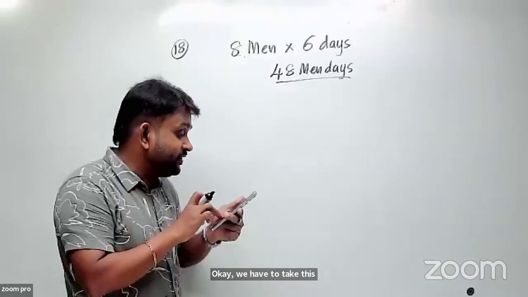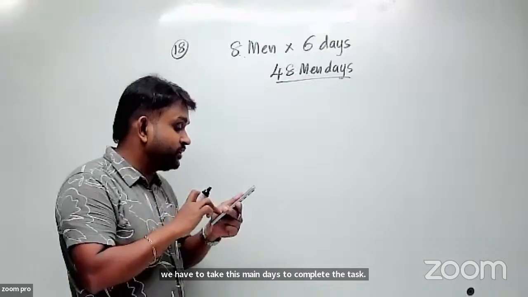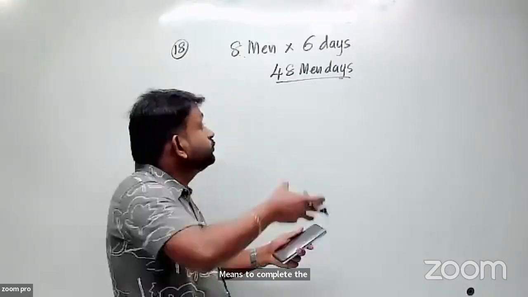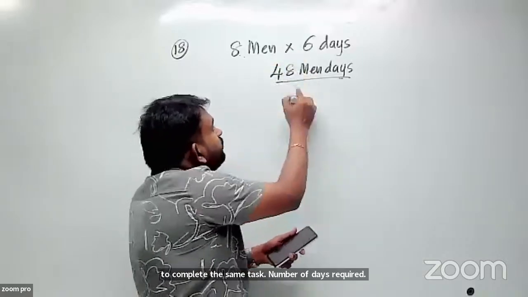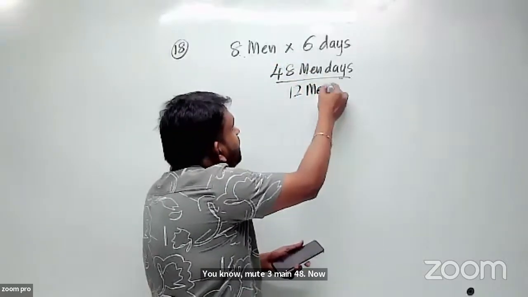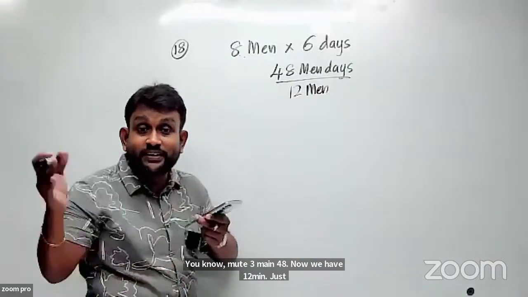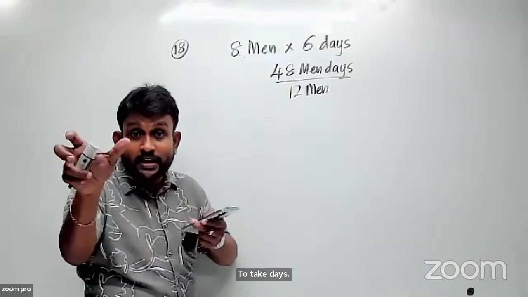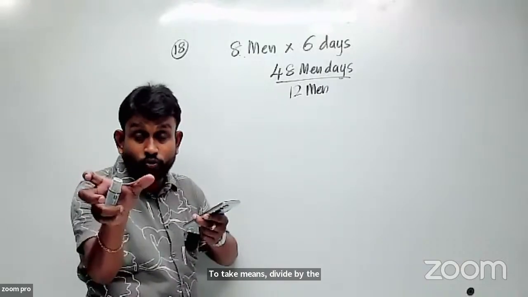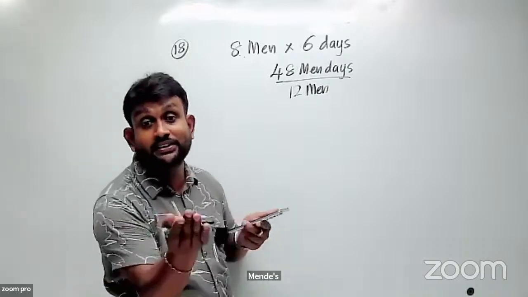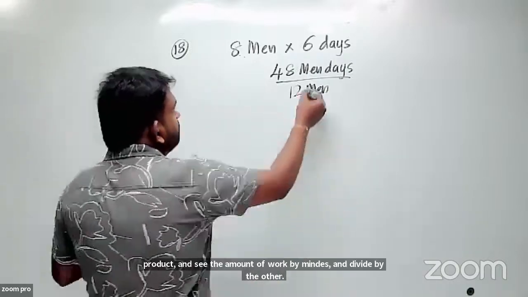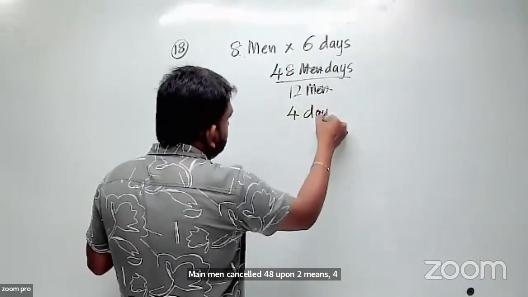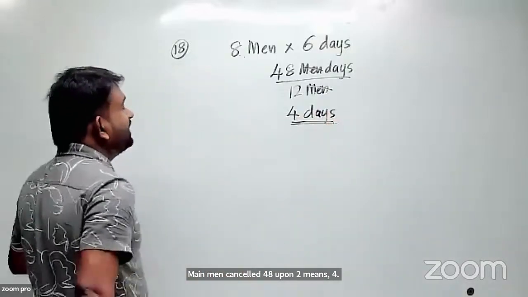Now to complete that, we have 12 men to complete the same task. Find the number of days required. In men days only 48. Now we have 12 men. Just divide by the men given to take days. To take men, divide by the days, the other parameter. Take first the men days product, see the amount of work by men days, and divide by the other quantity given. Then men cancelled. 48 upon 12 means 4 days. 4 days. Very easy, son.